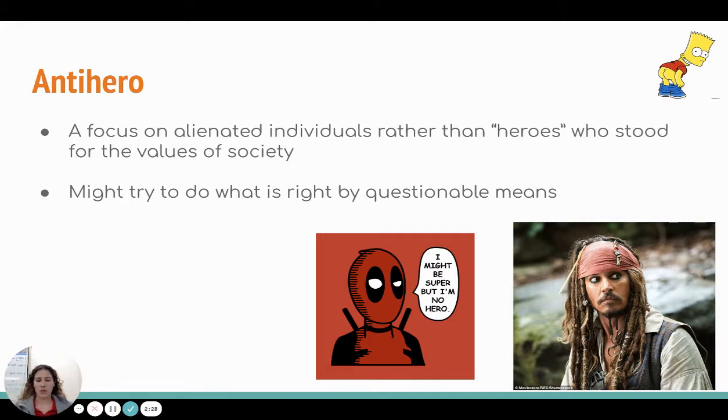Okay, anti-hero. So this is somebody that wouldn't necessarily be someone you would normally look up to. Maybe they're alienated. Maybe they have strange morals or background. The way they find their truth is doing something that we wouldn't always support, but we still root for them. So not the traditional hero.